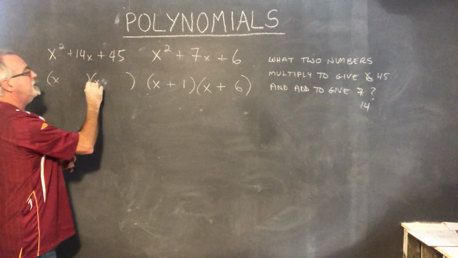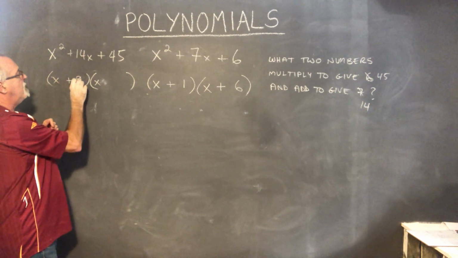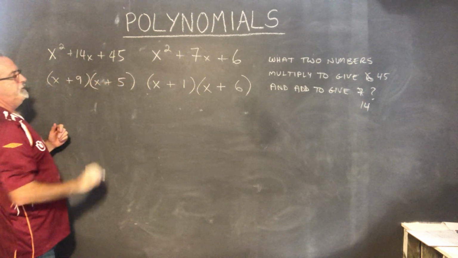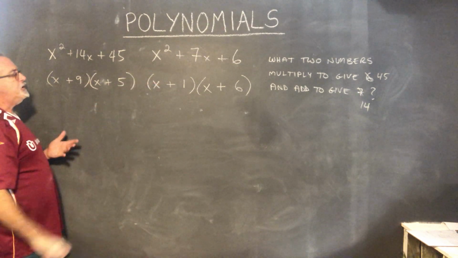So therefore, I'm going to have, remember how we started that way? The x times x is x squared part, and I have a plus 9 and a plus 5. And they work with the question.